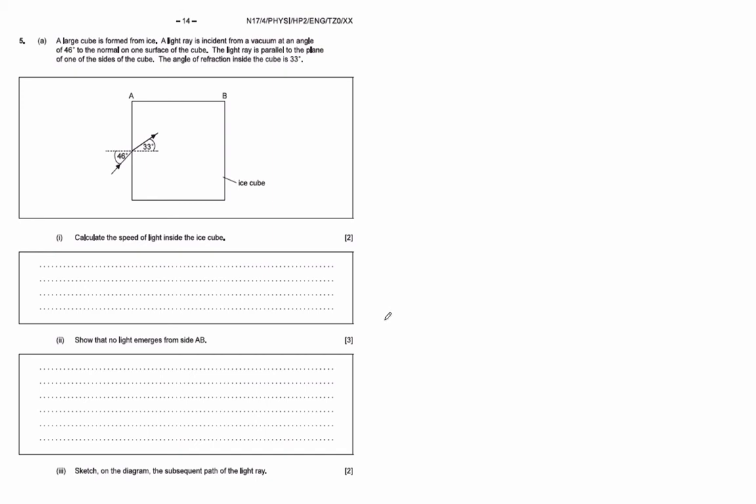A large cube is formed from ice. A light ray is incident from a vacuum at an angle of 46 degrees to the normal on one surface of the cube. The light ray is parallel to the plane, one side of the cube. The angle of refraction inside the cube is 33 degrees. Calculate the speed of light inside the cube.